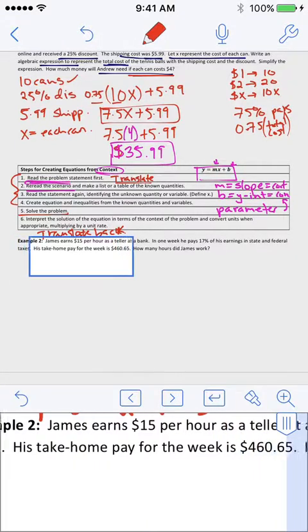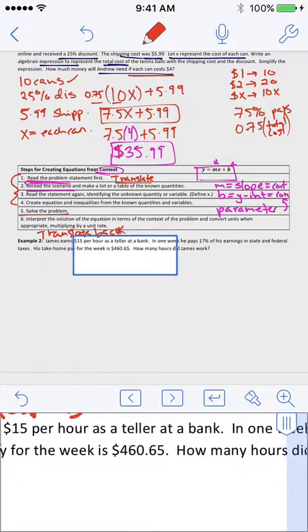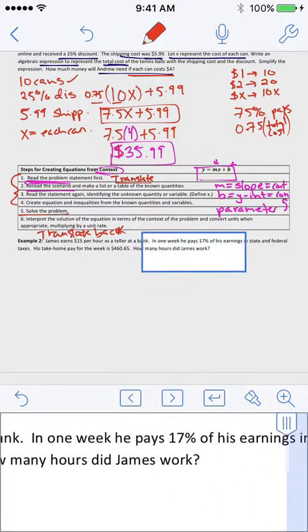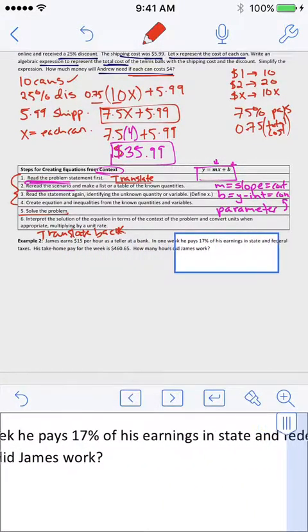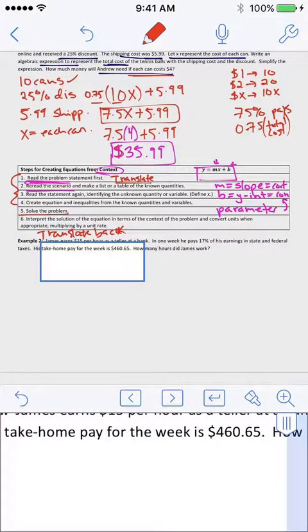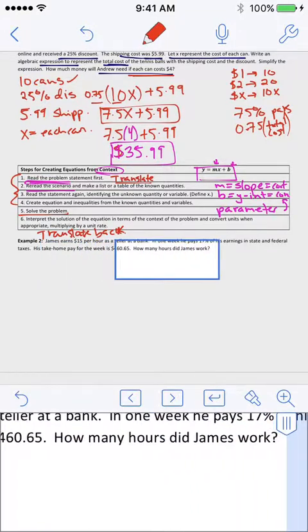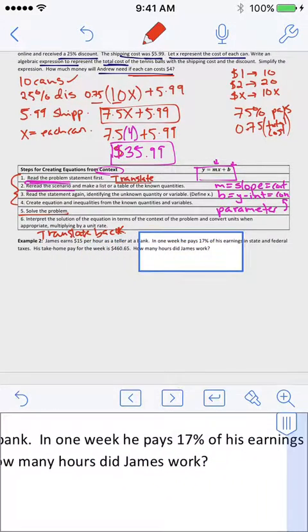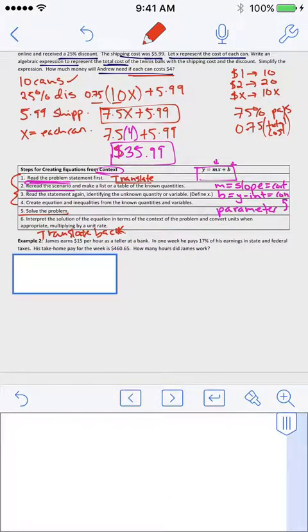Example number 2. James earns $15 per hour as a teller at the bank. In 1 week, he pays 17% of his earnings in state and federal taxes. His take-home pay for the week is $460.65. How many hours did James work? 17 is actually pretty low, so lucky James.